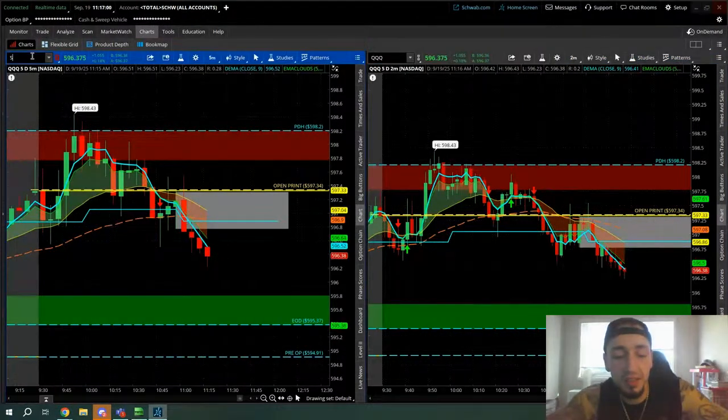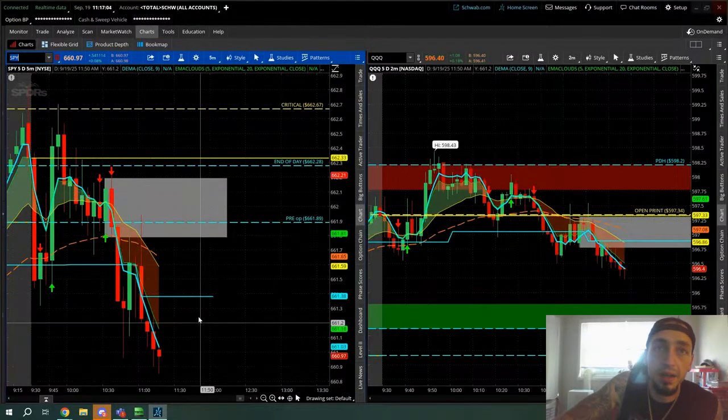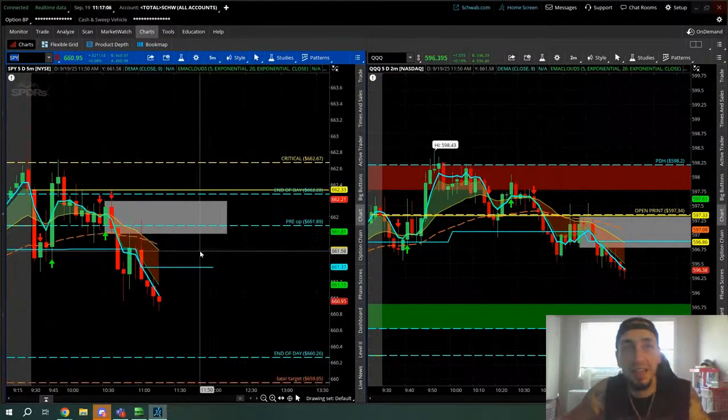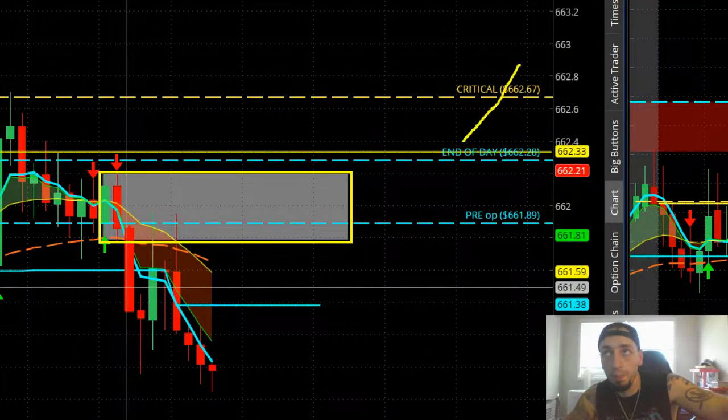What's SPY telling us? Oh yeah, same thing. Isn't that crazy? Big takeaway, guys: green bar ignored, off open print, off end of day. Look at this. Bam. Bam.